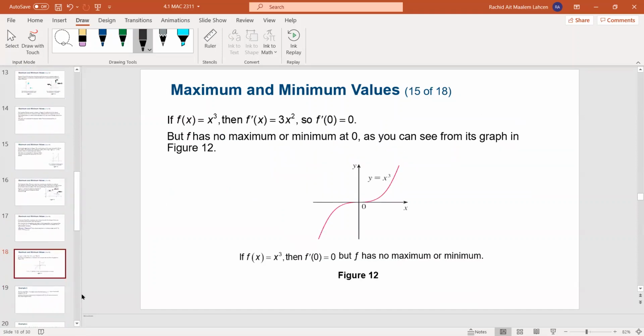But now let's look at this example. x cubed. You see here it's flat. The tangent is flat there as well. The derivative is 0, but it has no maximum. You see it's going towards infinity, towards negative infinity. So no maximum and no minimum, even though Fermat's theorem says the derivative is 0 there.